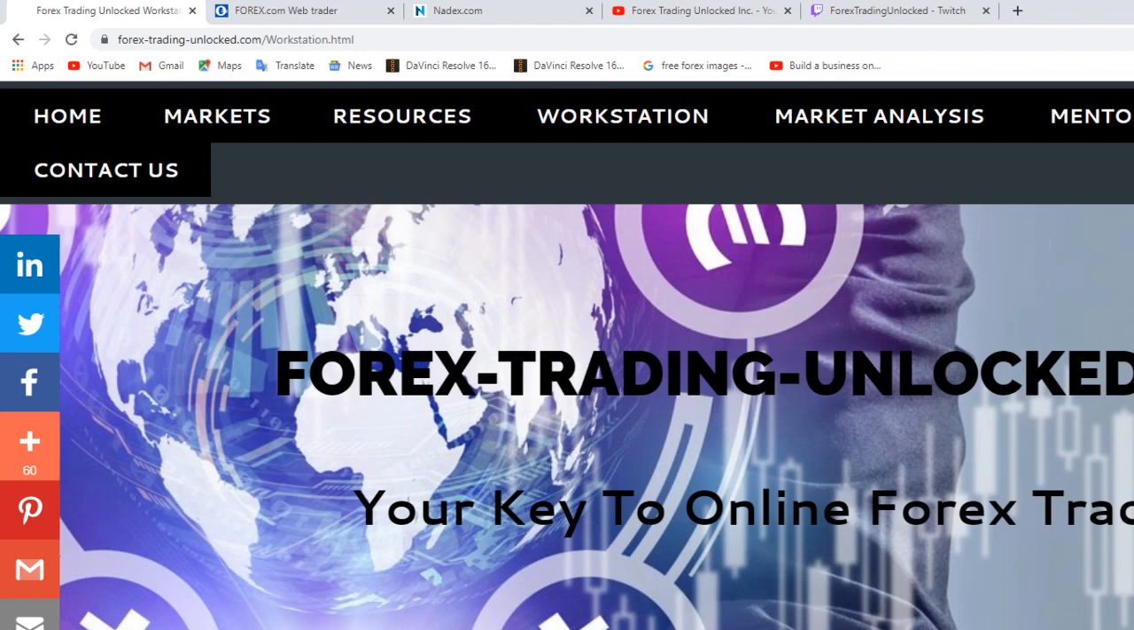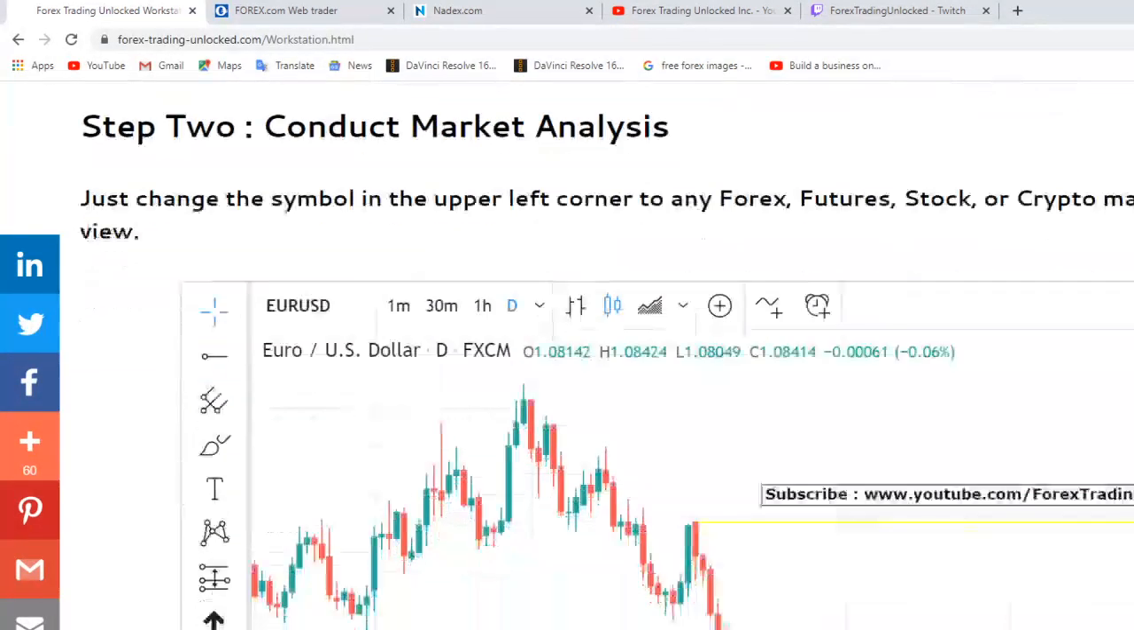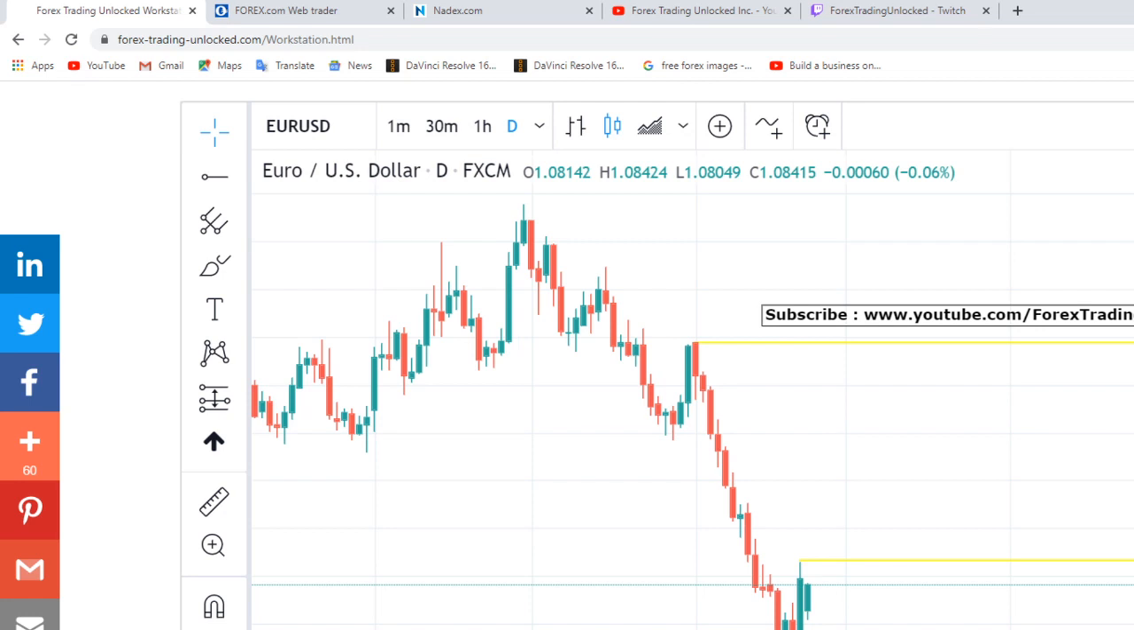We have the forex-trading-unlocked.com website already pulled up, and we have our workstation page pulled up. Here we have the Euro US dollar chart coming up, and as you can see, the market on Friday had a really explosive rally, setting off a nice bullish engulfing buy signal. And then today, the markets had retreated very severely because of the coronavirus impact.